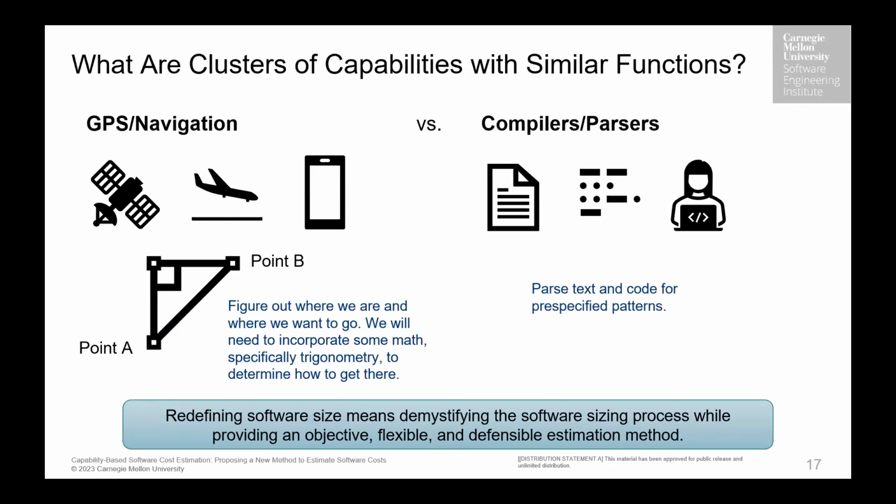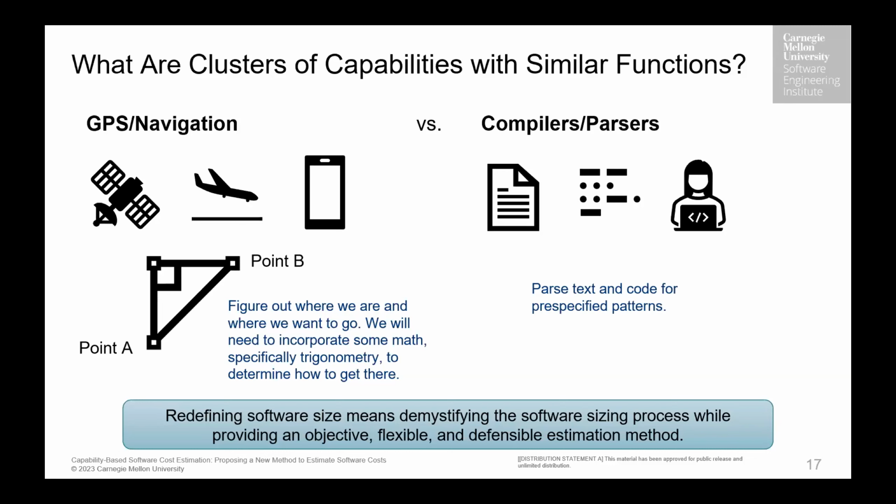But let me give examples of what kinds of groups or clusters of capabilities I'm thinking of, or what that means for software. Here are just two possible examples. One's GPS navigation, one's compilers and parsers. For any of us who have some understanding of software development, with GPS navigation, you know that there are three main things that we need to do. We need to figure out where we are. We need to figure out where we want to go. But the most important part, the algorithms, is figuring out how to get from where we are to where we want to go. And that's going to take some math. It's going to take some algorithms, for example, traveling salesman algorithms to figure out how to get there in the most efficient way.